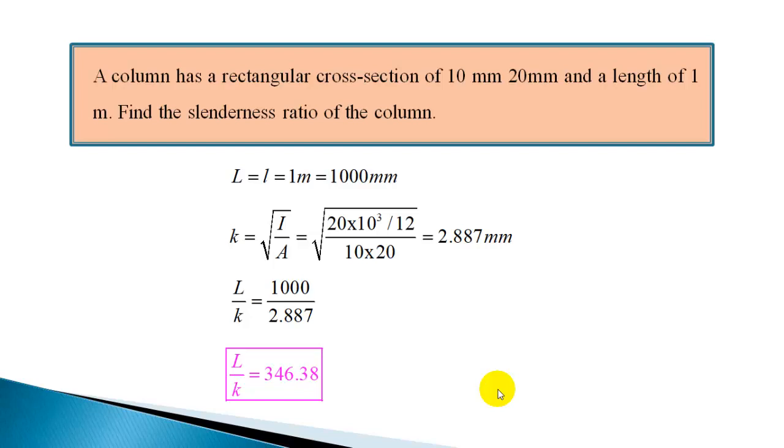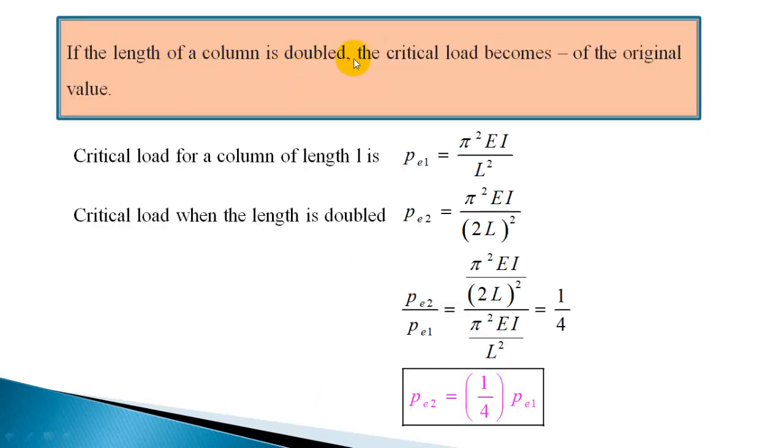Let us work out another example. If the length of a column is doubled, the critical load becomes dash of the original value. So critical load of a column of length L is PE1 equal to pi square EI by L square. Now the length of the column is doubled, so effective length will become twice the earlier value. So you will get the Euler's buckling load as pi square EI by 2L square.